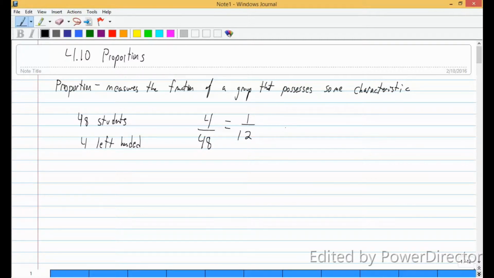And even a proportion sometimes isn't left as a fraction. So you could divide that. If you divide that, you'll get 0.083. But we had to use a fraction to get to that proportion. So the proportion was a fraction, we changed it to a decimal.